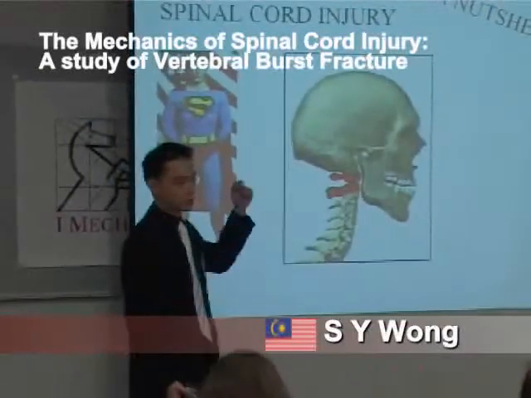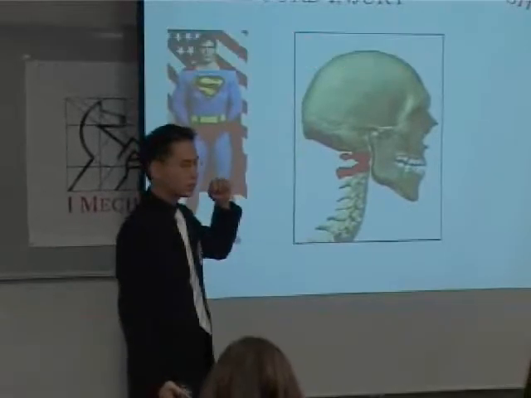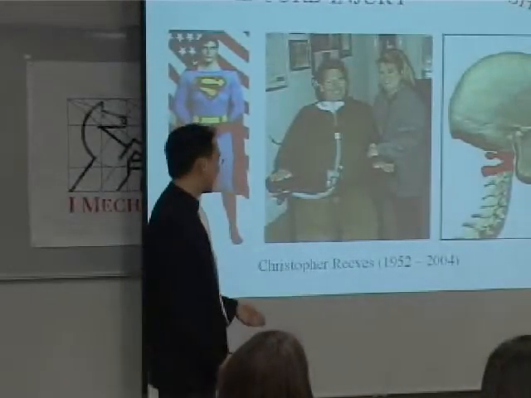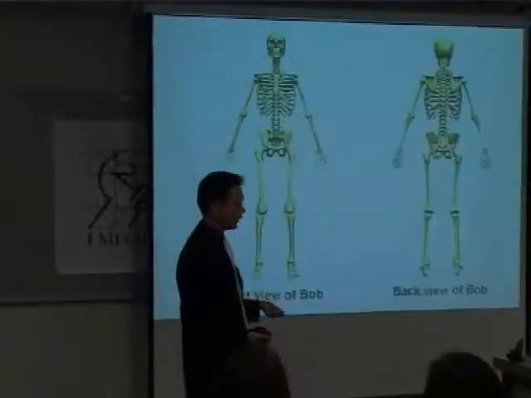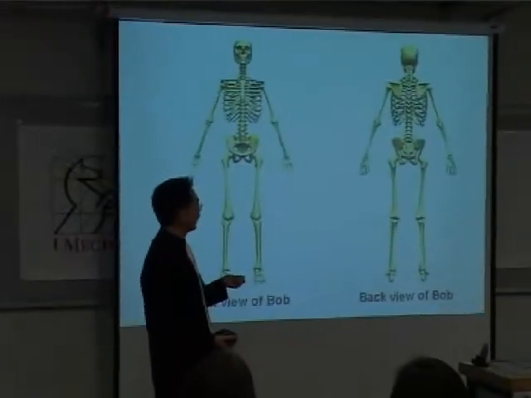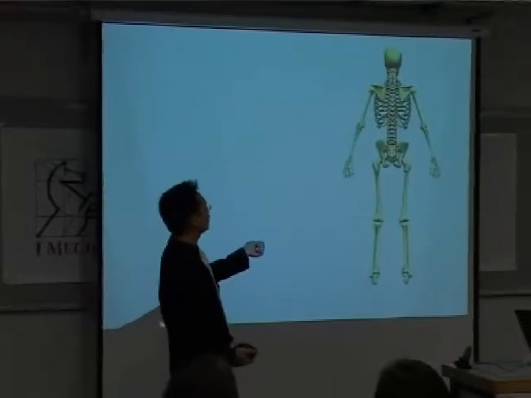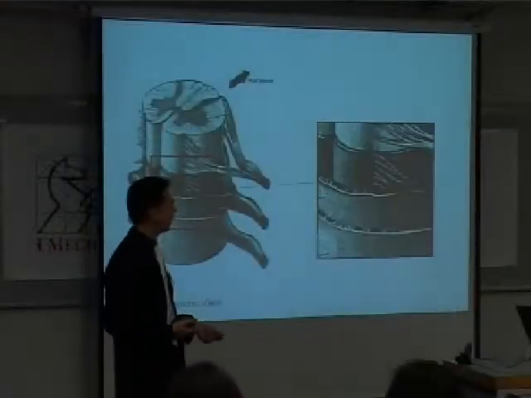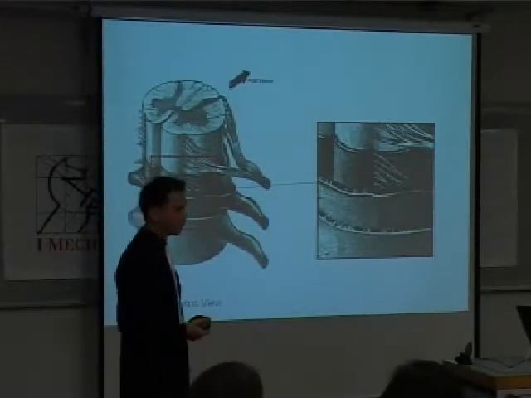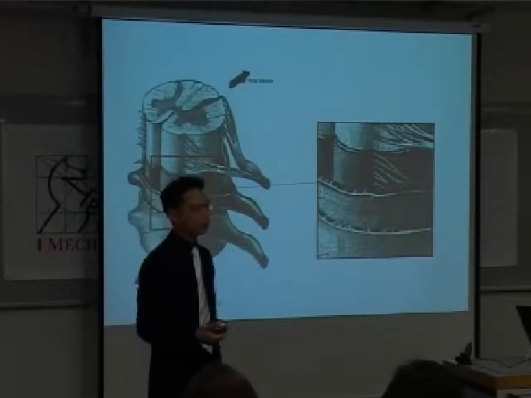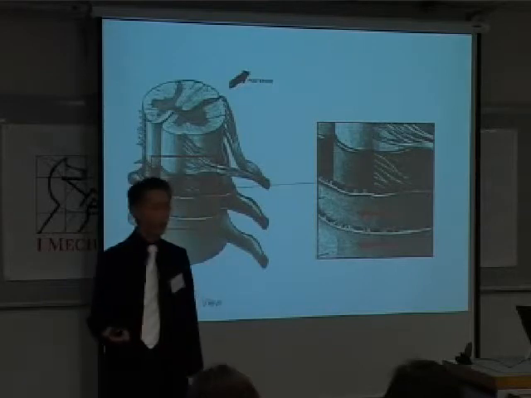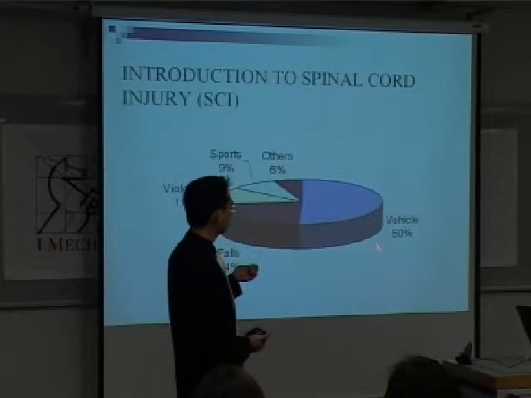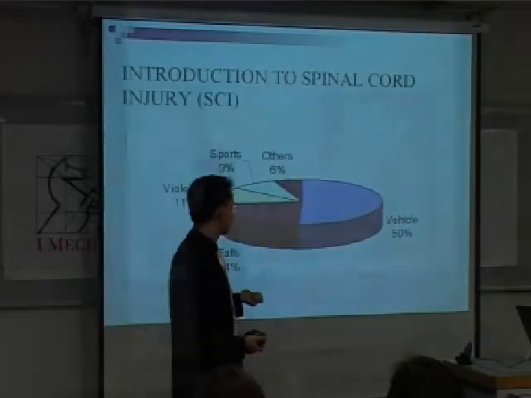He broke the first two vertebrae of his neck. Subsequently, he was paralyzed waist down and he passed away in 2004. This is the basic skeleton of the body, and the spinal cord itself is located in the backbone here, indicated in red. Now, there are three main layers. The first one is called the pia mater, the second one the subarachnoid mater, and the outermost the dura mater. For spinal cord injury, 50% of all spinal cord injuries are due to motor vehicle accidents.